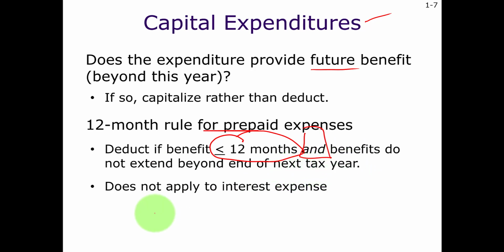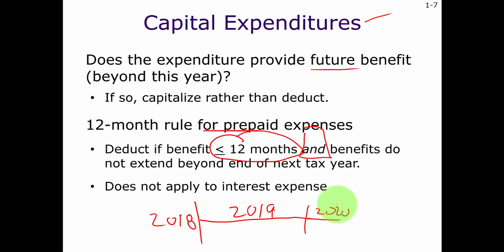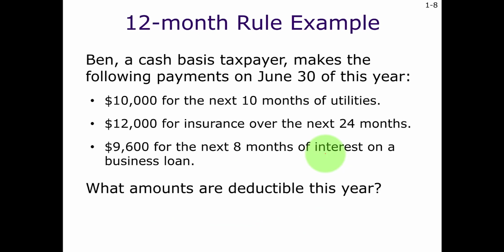So if I have a cost incurred in 2018 and that benefit ends during the 2019 period, that's going to be less than 12 months. But if the benefit extends on to 2020, that's beyond 12 months. That's going to be beyond the end of next year. You have to meet those two conditions here with the word and. So we have an example here.